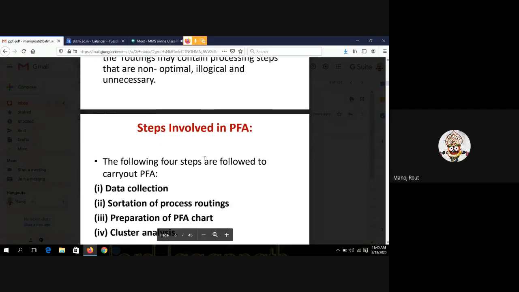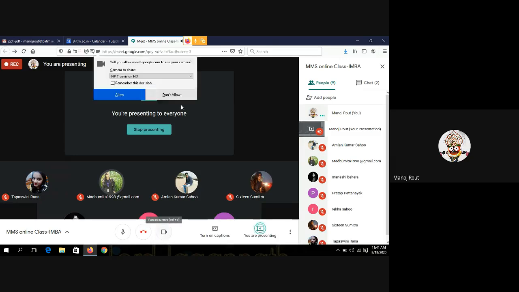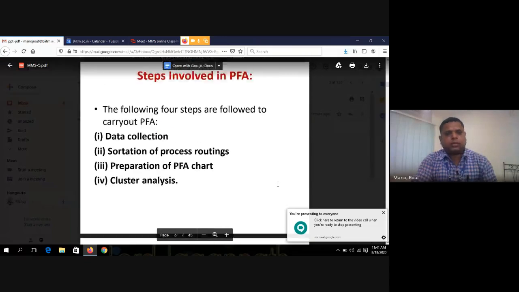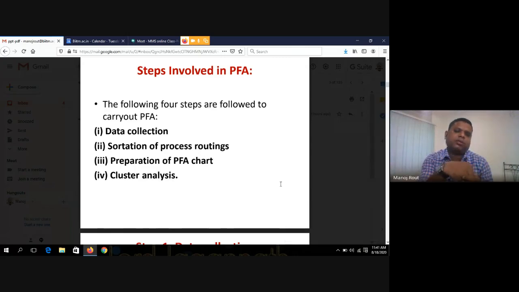Moving to the next ones, this is the most important part. The next one is the steps involved in case of product flow analysis. The following four steps are followed or carried out in case of product flow analysis. The first one is data collection and sortation of processing routines. The next one is preparation of product flow analysis chart, and the last one is cluster analysis. That means you have to pair wise and assign the particular job to the different types of machines.